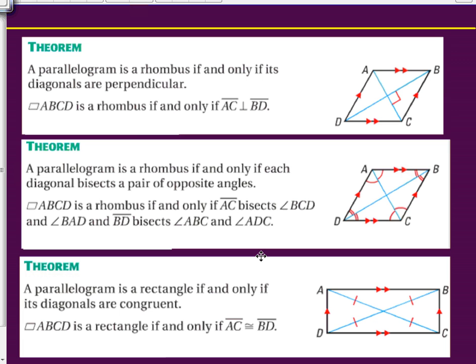So what we can say is, we can look at these the opposite way as well. If the diagonals are perpendicular in a parallelogram, then it is a rhombus, okay? And so on and so forth down the line, okay?